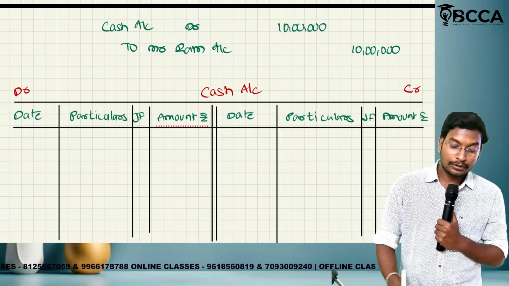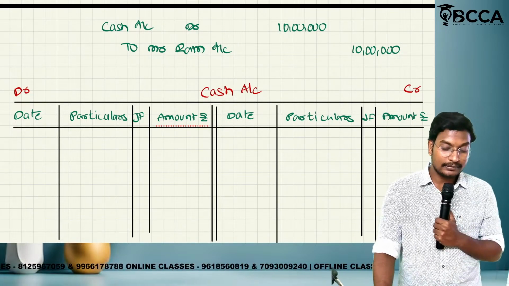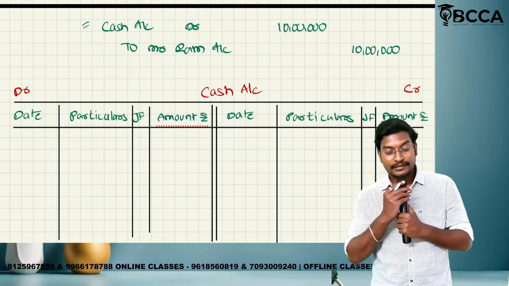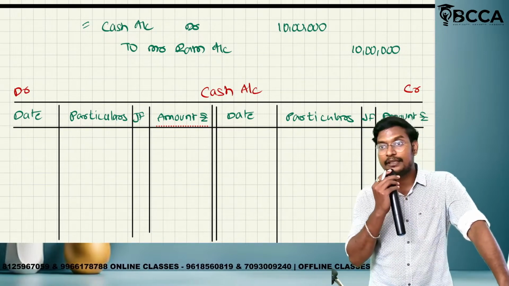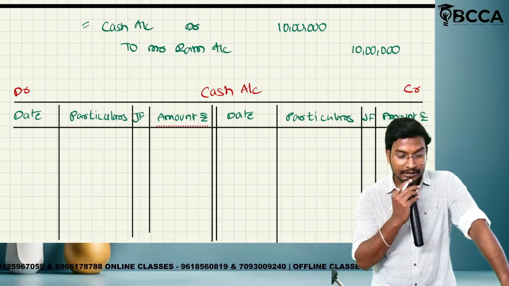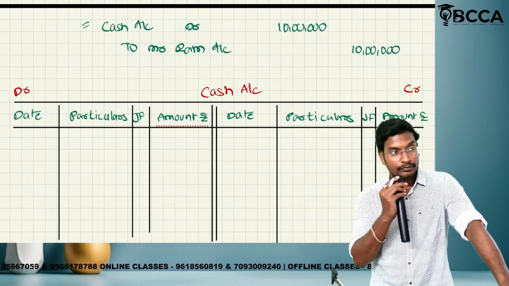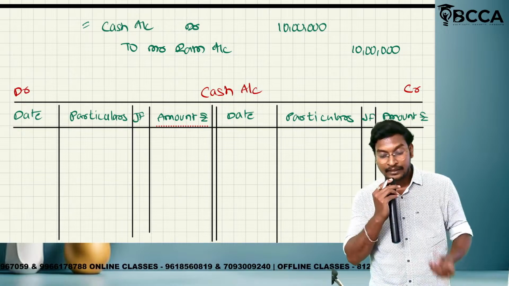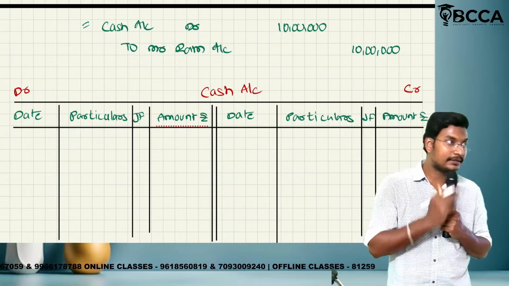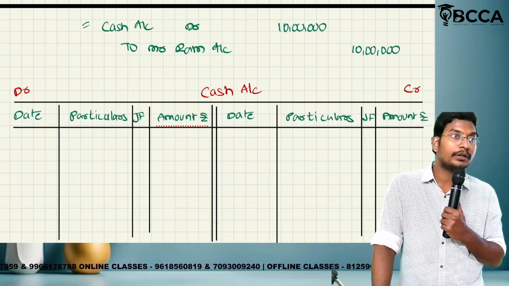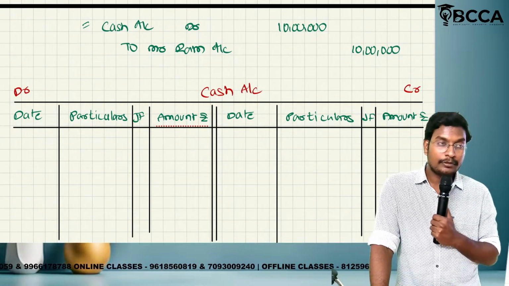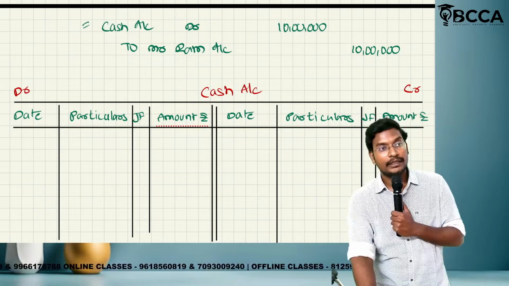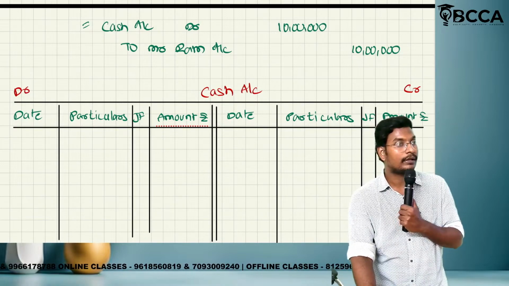Now how to post this in the ledger account? What is the journal entry here? Cash account debit to Ram account. In the journal entry, cash is debited, so in the cash account also we have to record on the debit side. At the time of recording the debit, we have to use the word 'to'. At the time of recording the credit, we have to use the word 'by'.